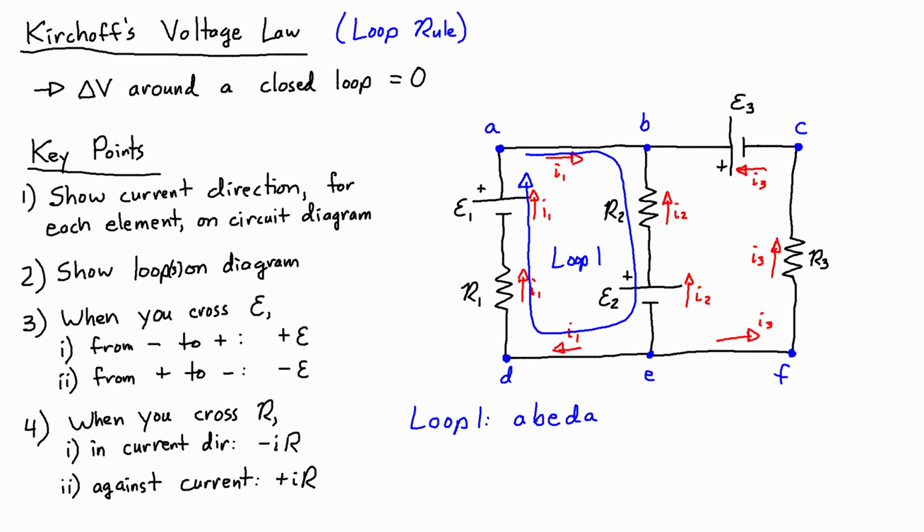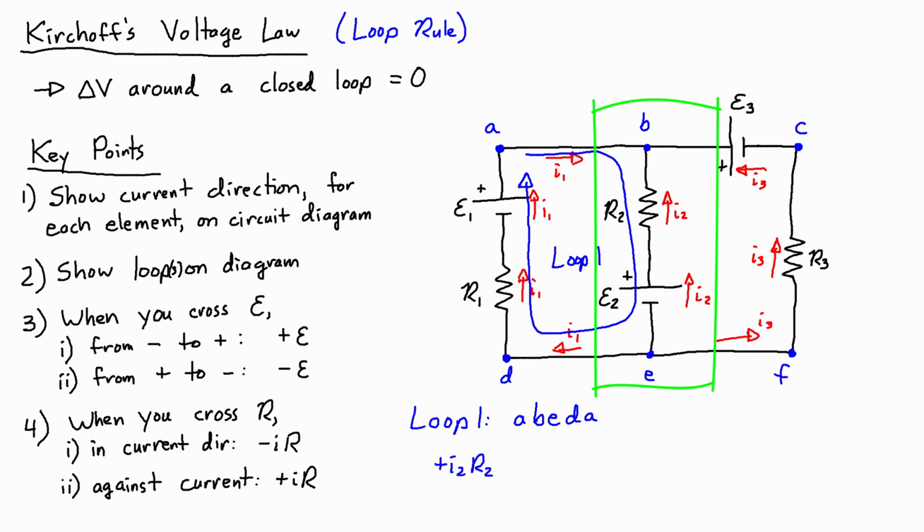So if I start at A, when I go from A to B, there are no elements. It's just a wire, so there's no change in potential along a wire. Going from B to E, first I reach R2, and I'm going against the current I2. So I need to add plus I2 R2 to the equation.